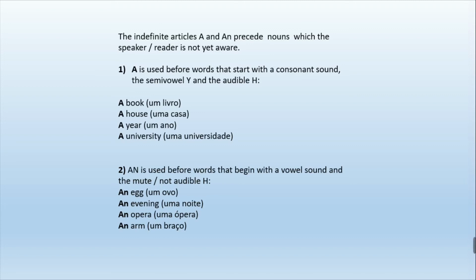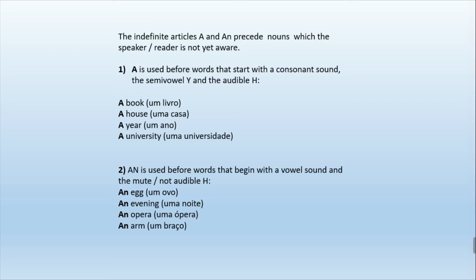The indefinite article a is used before words that start with a consonant sound. Be careful, the sound, because it's not simply before a consonant. Like the semi-vowel Y and the audible H, for example. So we say a book, a car, a phone, a door. But look, a house. Here, the H has a sound. Ha, house. Ho, horse. So a horse. Okay?